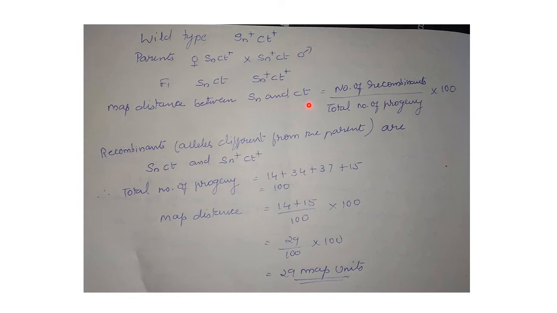The map distance between Sn and Ct is equal to number of recombinants by total number of progeny into 100. So recombinants are alleles different from the parents, Sn Ct and Sn plus Ct plus. So total number of progeny is 14 plus 34 plus 37 plus 15, that is 100, and map distance is equal to number of recombinants, that is 14 plus 15, divided by 100 into 100, that is 29 by 100 into 100, that is 29 map units. So the answer is option, I don't know the option. Okay, 29 map units is the answer.